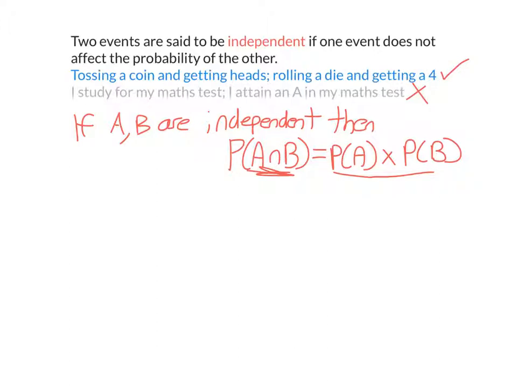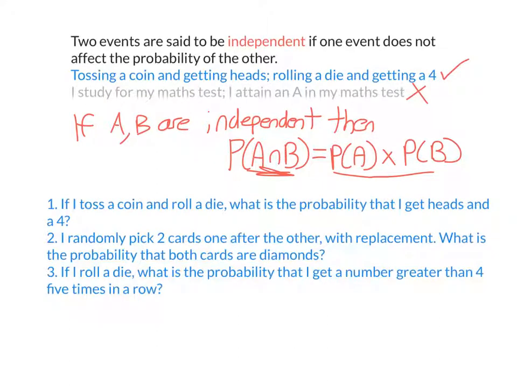Let's look at a few examples. We will now use this rule to calculate the probabilities in each of these cases. So firstly, if I toss a coin and roll a die, what's the probability I get heads and a 4? So I've already discussed that these 2 events are independent. So the probability I get heads is half. The probability I get a 4 is 1 over 6. So the probability I get both of those, because they're independent, I just multiply them together. And I get 1 over 12.